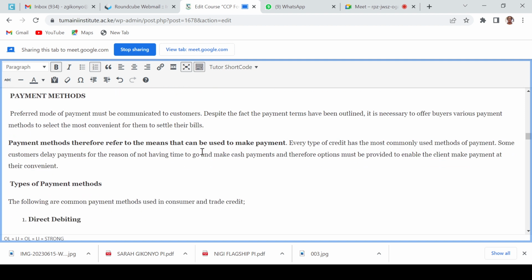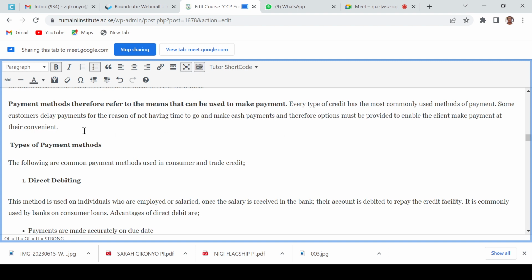So this is the preferred mode, nilipwe aje. So lazima upe customer various options. So you make it easier for customers to pay you. Actually, that is what we usually say. Make it easier for customers to pay you by providing different modes of payment. So this is the means that a customer will use to pay you.